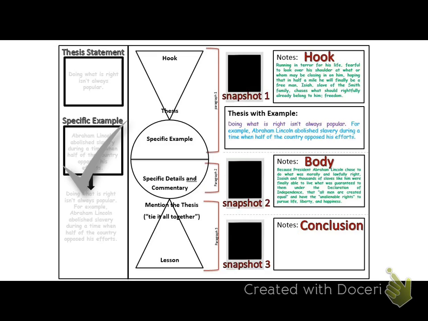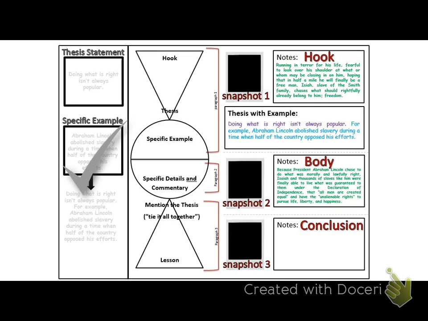Just notice that I connected Abraham Lincoln and my idea here again. Isaiah and thousands of slaves like him were finally able to live what was guaranteed to them under the Declaration of Independence, that all men are created equal and have the unalienable rights to pursue life, liberty, and happiness. Not only did I create that snapshot, but I also drew in phrases from the Declaration of Independence to show my reader that I do indeed know what I'm talking about here, and that I could be considered, quote unquote, an expert in the subject.